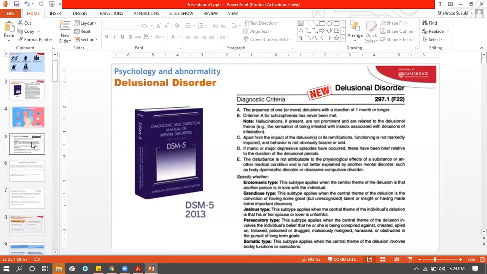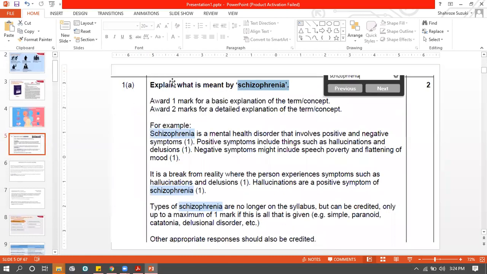All right. So now you understand what is schizophrenia? Please understand this. They have asked the diagnostic criteria of schizophrenia. They have not yet asked delusional disorder, so they might in the coming papers explain what is meant by delusional disorder. Again, look at their answer.